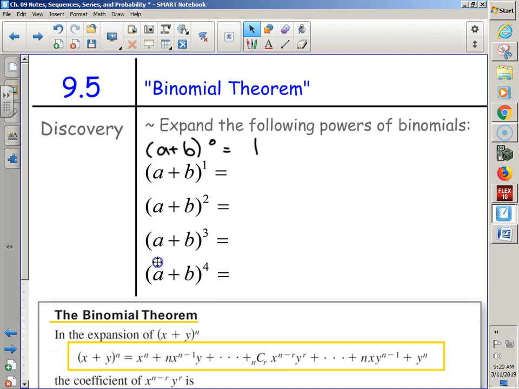What would the next power of A plus B be? If you guys were to try to do it mental math, meaning you're not really doing the multiplication, just going with the pattern, what would the coefficients be? 1? 5. 10?